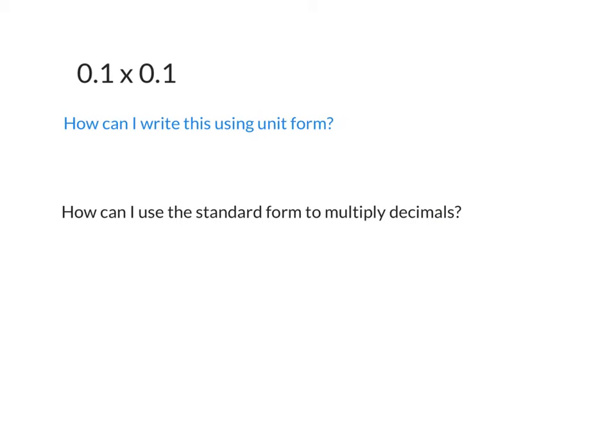I have 0.1 times 0.1. How do I say 0.1 using unit form? 1. So this is 1/10 times 1/10.